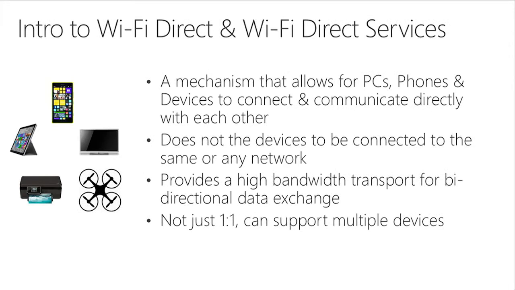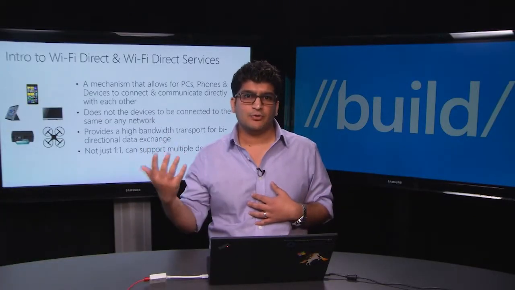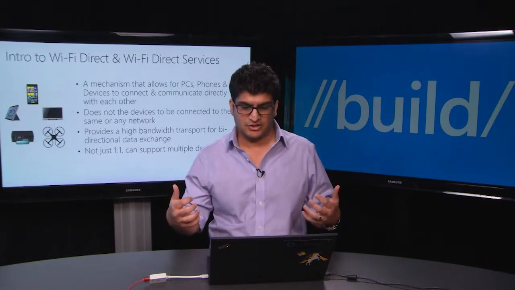In today's world, most applications connect to the internet and provide a service to the user, such as Facebook or Yelp. However, there is a class of apps and devices that can benefit from direct connectivity. Wi-Fi Direct and Services is a technology that provides this direct connectivity. It allows for PCs, phones, or other devices running Windows to connect to other PCs, phones, or devices. The unique value here is that the devices do not need to be connected to the same access point or even to a network. They can just talk directly with each other.